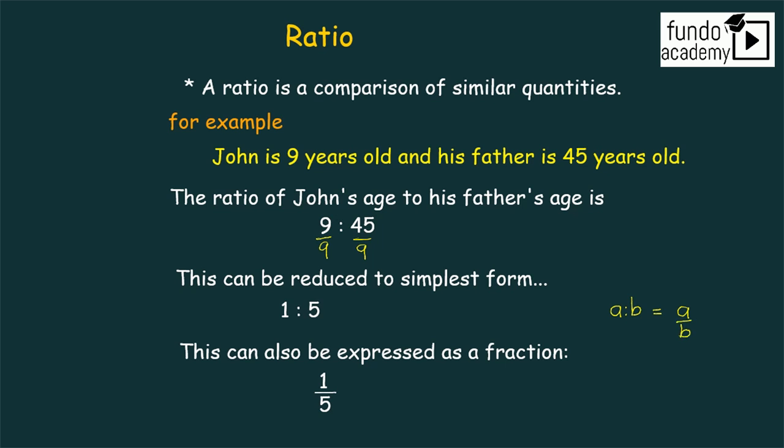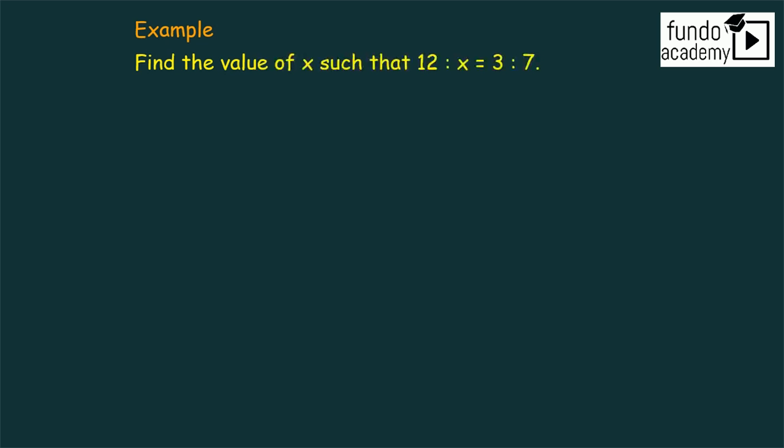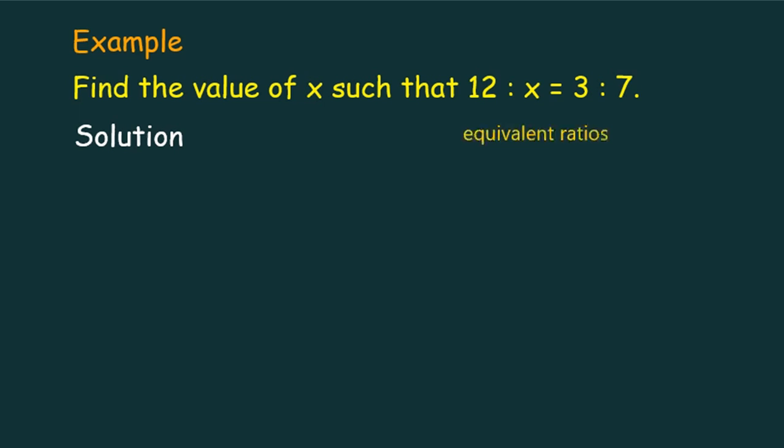Alright, so let's look at this example. In this example we have the question: find the value of x such that 12 to x is equal to 3 to 7. So what you're seeing here are what we call equivalent ratios. 12 is to x is equal to 3 is to 7. With our equivalent ratios, we can express them as fractions. So that will be 12 over x is equal to 3 over 7.